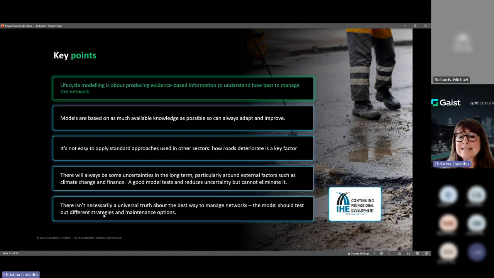And finally, there isn't necessarily a universal truth. So we can look at the optimal way if you've got a particular strategy that you're going to follow. But it should actually be testing out different strategies and maintenance options. Things don't necessarily stay still, and that model should give you the opportunity to look at different ways of doing things. And it may well be that actually validates the way that you are doing it.